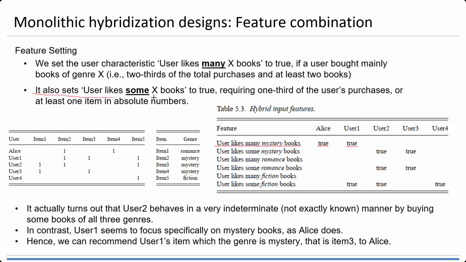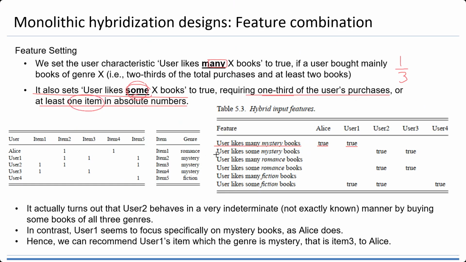Now let's look at these features. We set the user likes some X book. Some and many, it is different. If it is some, then it is 1/3. So you can define, okay? You can define by yourself. 1/3 means 1 out of 3. Some requires 1/3 of the user purchase or at least one item in absolute numbers. So if there is one item bought by the user, then it is some.